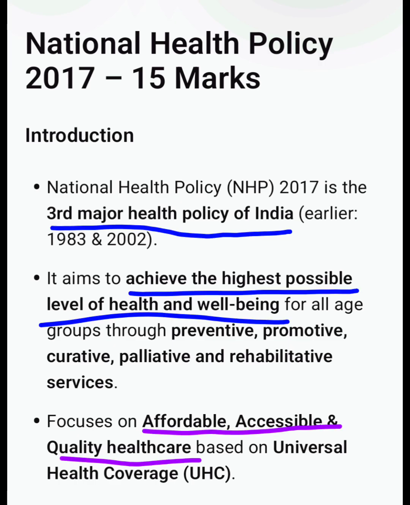The next topic, National Health Policy 2017. This is the third major health policy of India, after 1983 and 2002. So what is the main aim? Achieve the highest possible level of health and well-being for all age groups, mainly focusing on preventive, promotive, curative, palliative and rehabilitative services. The focus is on affordable, accessible and quality healthcare, based on universal health coverage. So this is the introduction about the National Health Policy 2017.